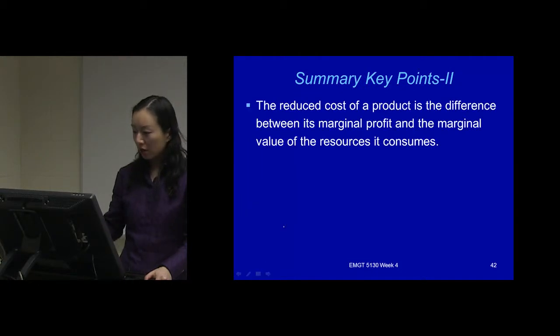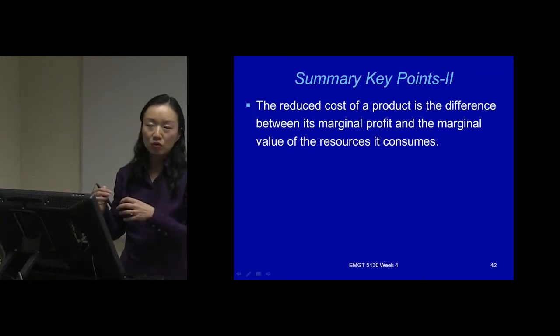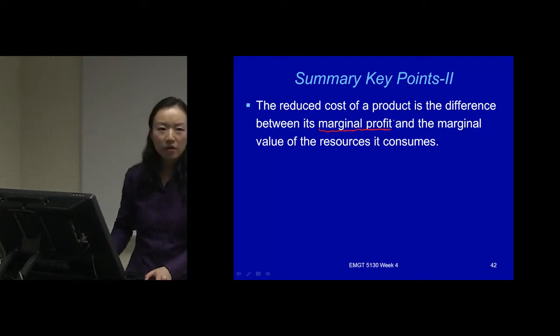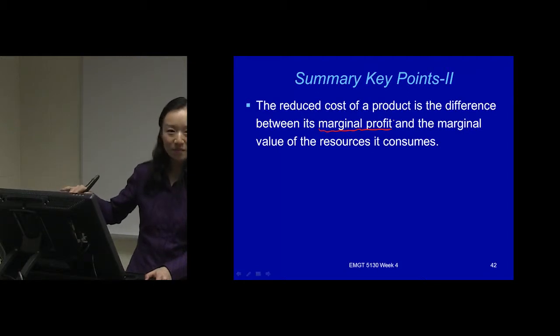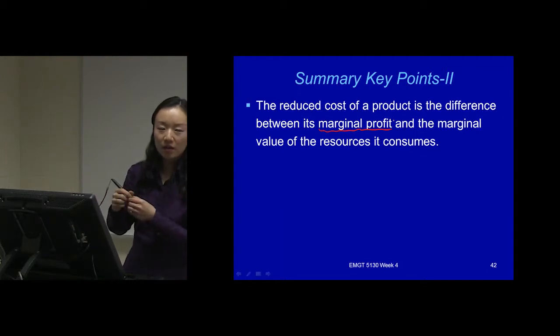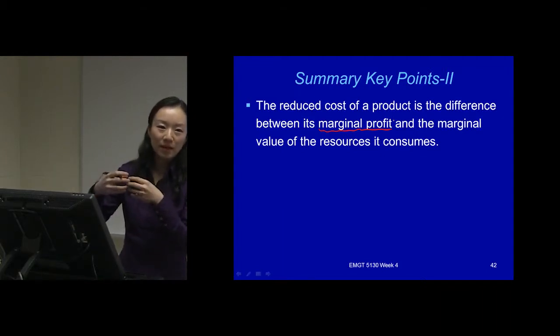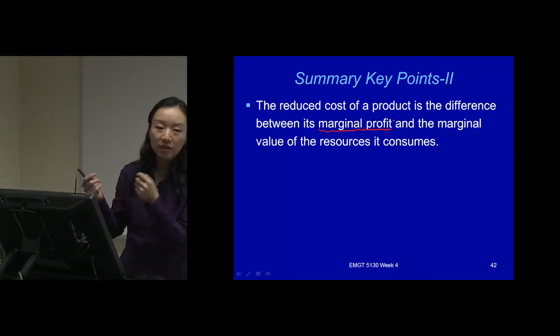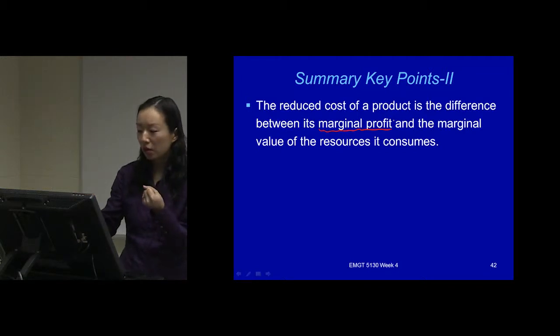The reduced cost of a product is the difference between its marginal profit and the marginal value of the resources. Maybe some special notes about marginal profit. How many of you know this definition? What the marginal profit is? It's kind of like the net profit you are making. For example, in that hot tub problem, the $320 already takes into account the labor cost, the tubing cost, and the pump cost. So that's the marginal profit.